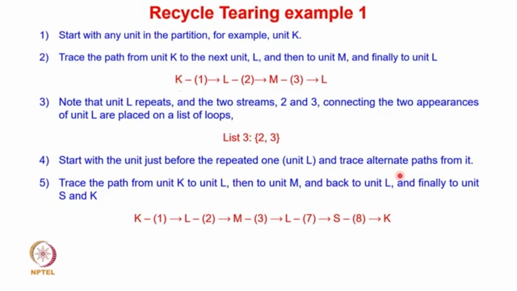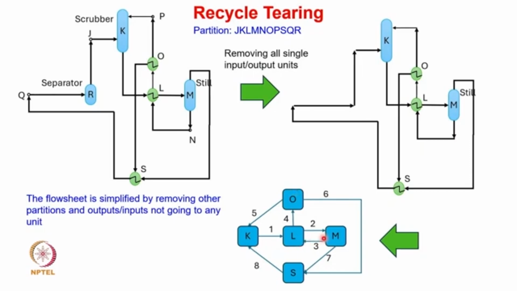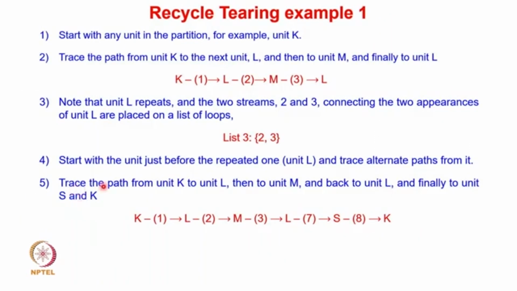So again we have to start with K and see whether there is any other output. Trace the path from K to unit L and then to unit M. Okay, so in this case you can see that if you go from L to M, now you can see that from M there is another path, isn't it? From M we can go to S, and from S it can go to K, isn't it? So that is what is represented in the next line. So trace the path from unit K to unit L, then to unit M, and then back to unit L, and finally to unit S and K.